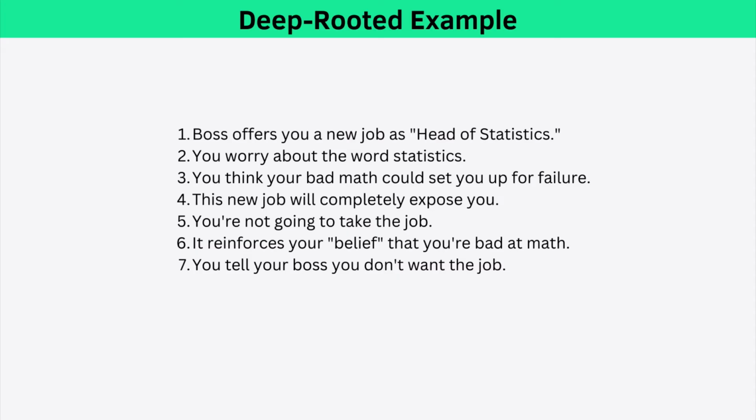Step 2, you select data by worrying about the word statistics in the job title because you've never been good at math. In step 3, you add meaning by thinking your bad math could set you up for failure and humiliation. In step 4, you assume you've been able to hide your poor math until now, but this job will completely expose you. In step 5, you conclude you're not going to take the job. In step 6, your conclusion reinforces your belief that you're bad at math. And in step 7, you take action by telling your boss you don't want the job.